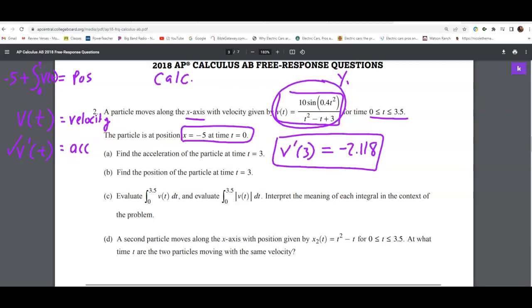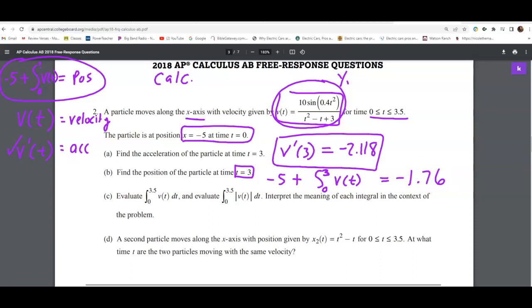For part B, they want to find the position of the particle, and for that we'll be using this little formula there. So that would be the starting position plus the net change from 0, the starting time, up to the ending time, which is 3. And once again, we'll go ahead and punch that into our calculator. -5 plus the integral, which you can do by doing Math 9. And you go ahead and put your stuff in there. And I'm getting -1.76 would be the position at that point in time.